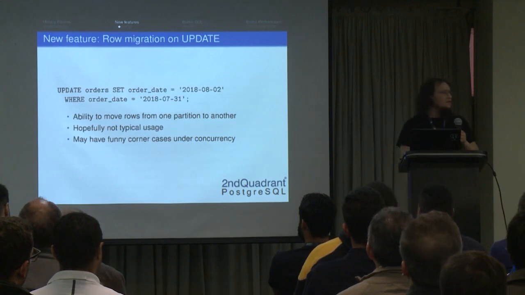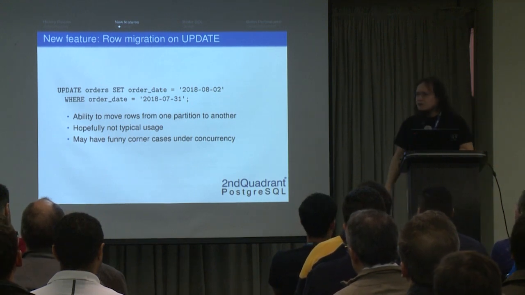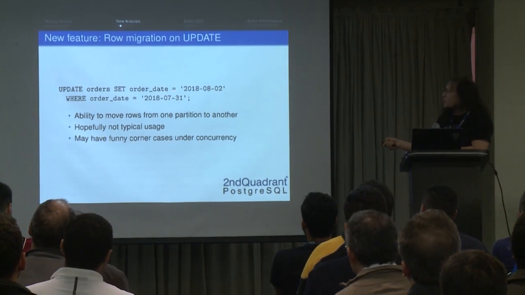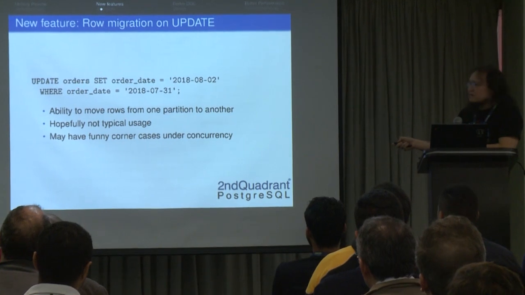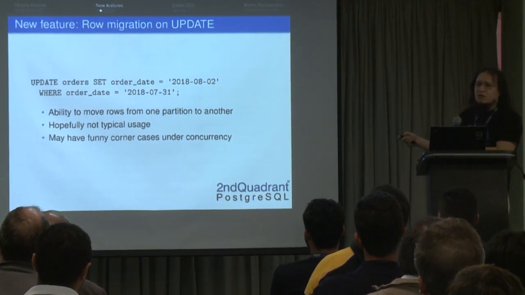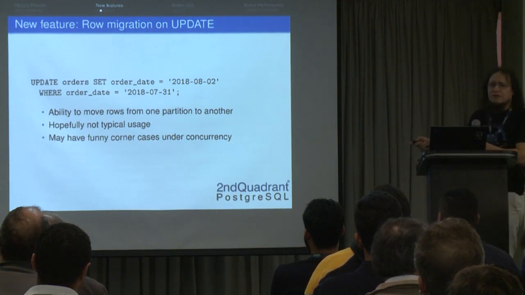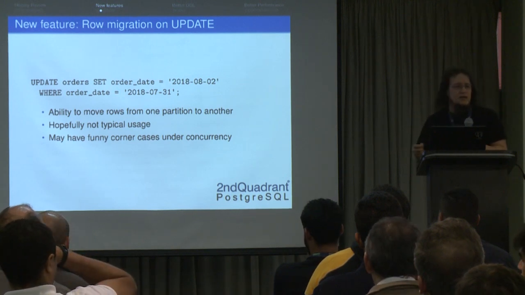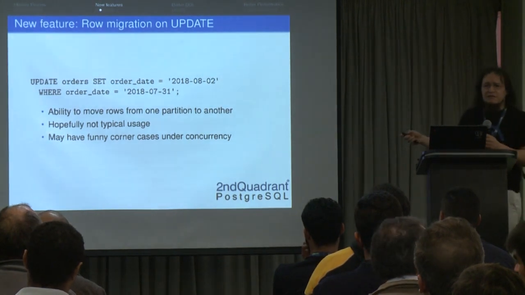Another new feature in Postgres 11 is row migration on updates, which means that if you update a row and change the value of the partition key, so we're supposing here that the table orders is partitioned by a range of dates, and you have one partition for this month and another partition for next month. In version 10, if you try to do this, it will fail with an error saying you can't move rows across partitions. But in Postgres 11, it will work.